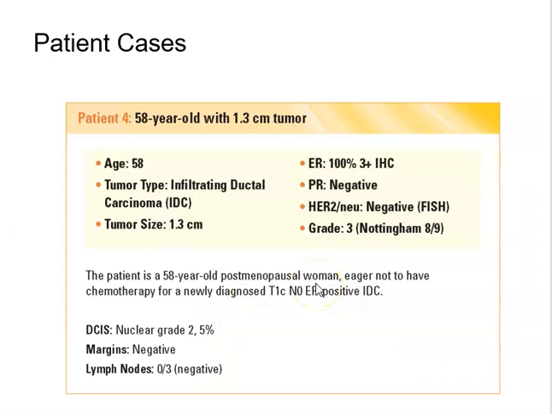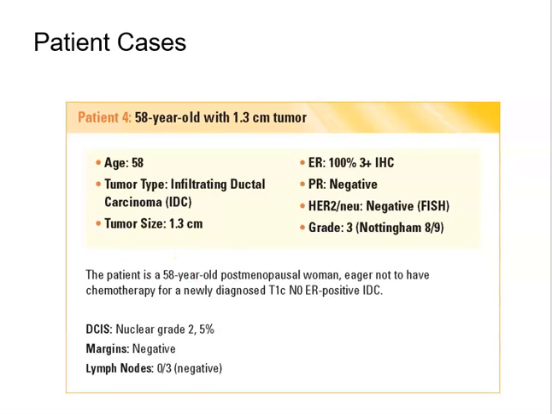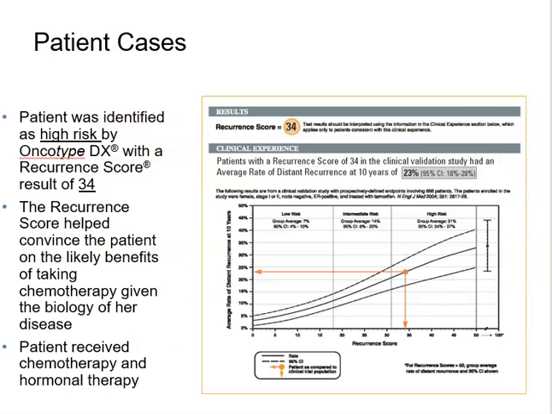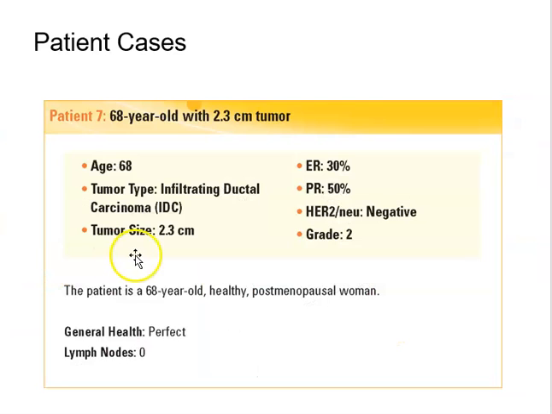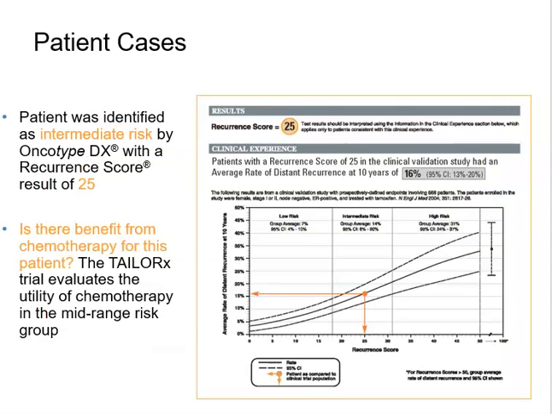So for the next patients, I'll let you do the maths and you figure out what's going on. But here we've got a 1.3 centimeter tumour. It's a grade 3 lymph node negative. Well, it would be. All of these are going to be lymph node negative. And the recurrence score is high. Another patient, 2.3 centimeter tumour. It's grade 2. Lymph node obviously negative. And the recurrence score is somewhere in the middle.